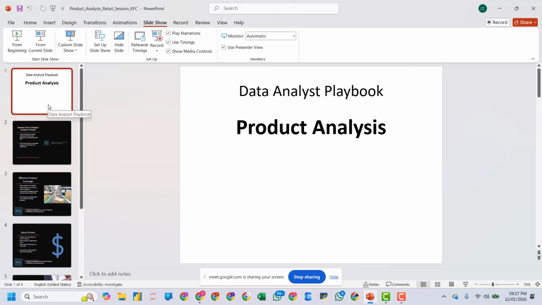So, welcome, guys. In our session today, we'll be talking about product analysis. How do products drive revenue, sales, and what to expect from product analysis.